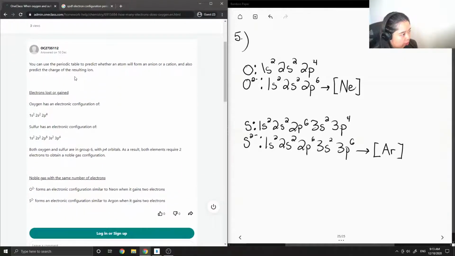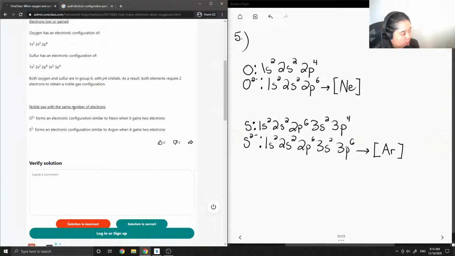You can use the periodic table to predict whether an atom will form an anion or a cation, and also predict the charge of the resulting ion. Electrons lost or gained. So oxygen has an electron configuration of 1s2, 2s2, 2p4. Sulfur has an electron configuration of 1s2, 2s2, 2p6, 3s2, 3p4. Both oxygen and sulfur are in group 6 with p4 orbitals. As a result, both elements require 2 electrons to obtain a noble gas configuration.